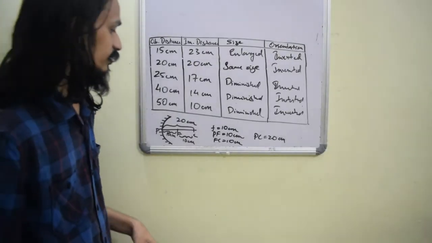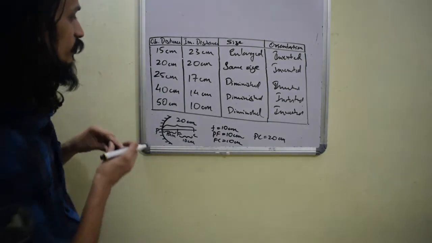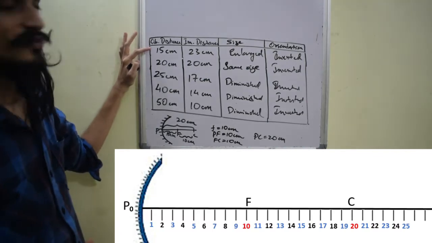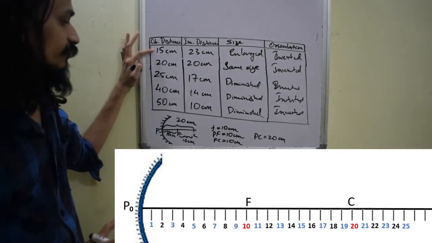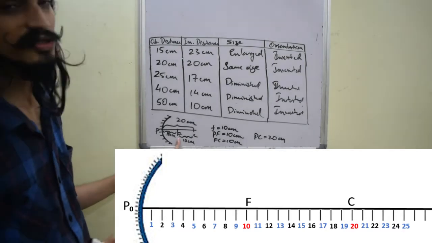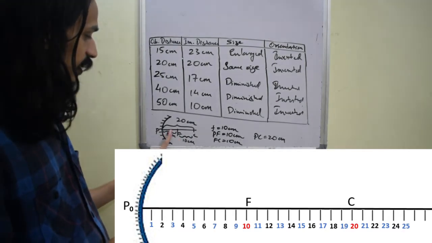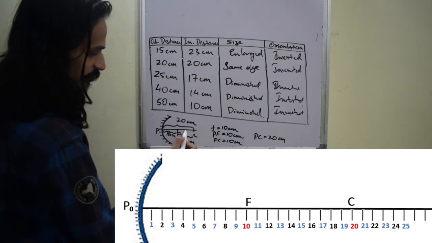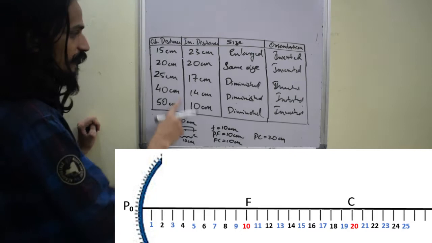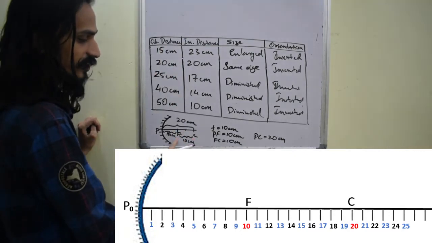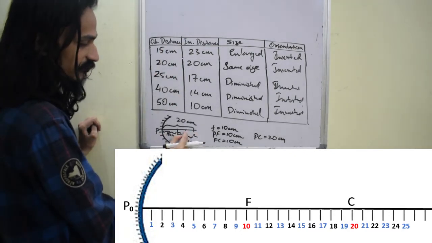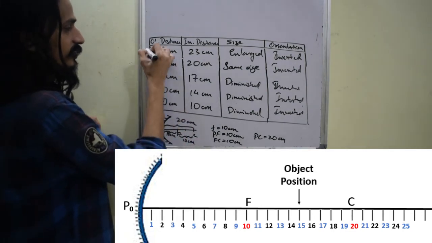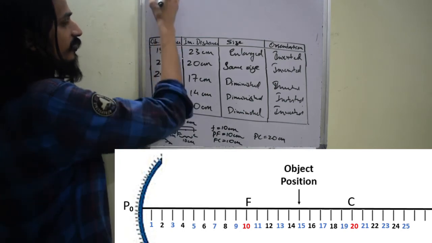Now notice, look at the trend over here. I started the object somewhere at 15 centimeters from the mirror. If we know that 10 centimeters is the focus, I put it a little behind 10. So if I look at it on the diagram, 10 plus 5, I started the object somewhere around here. So 15 is between F and C. If this is 20, this is 15, which is between F and C.